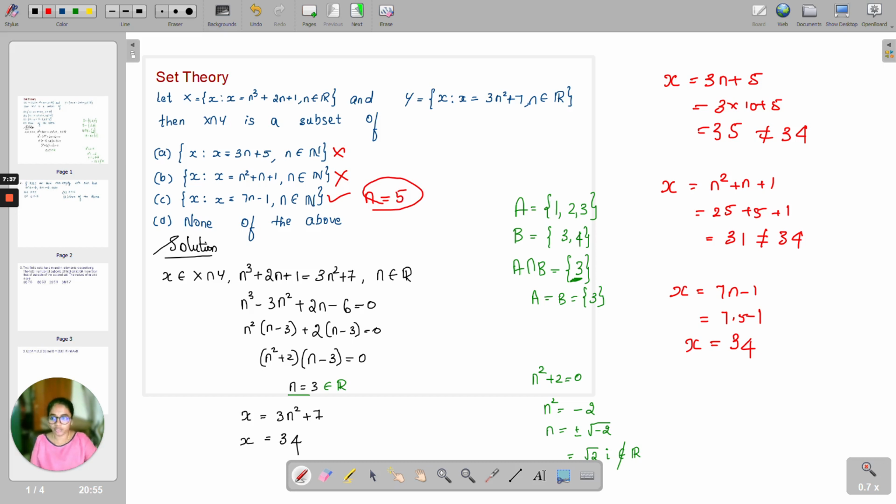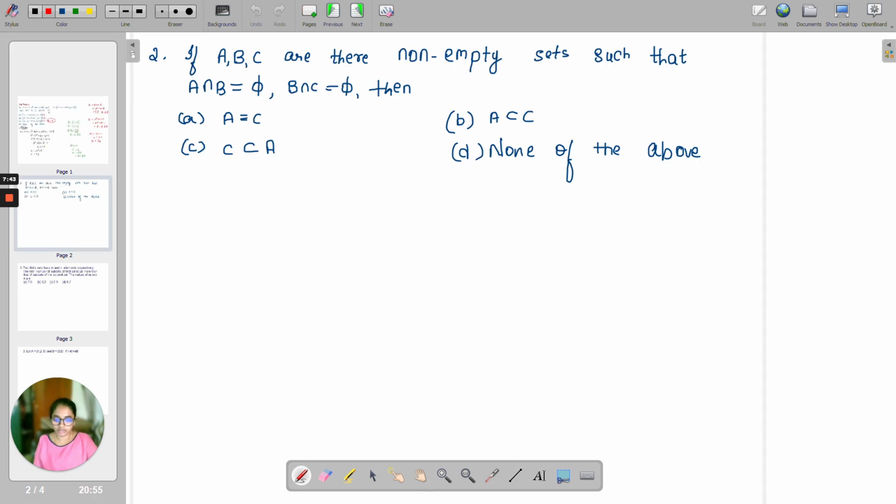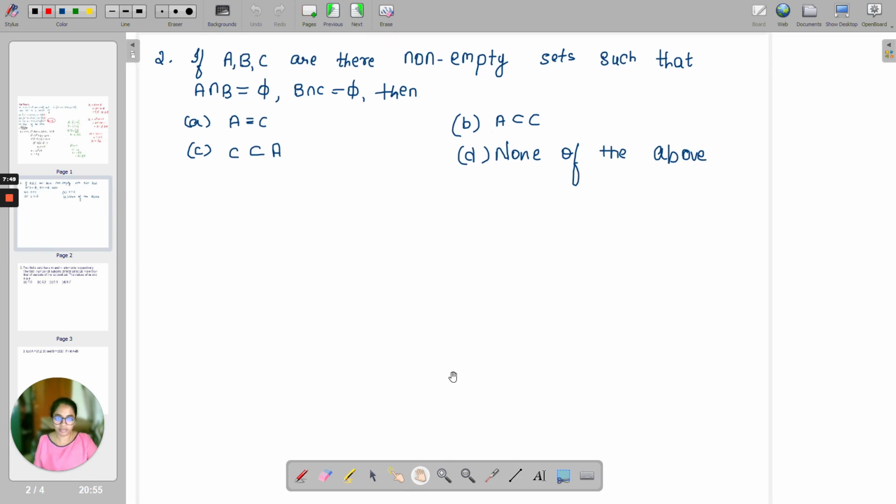Moving on, let us switch to the second question now. If A, B, C are non-empty, which means there are some elements in these sets A, B and C, such that A intersection B is equal to null. What do you mean by A intersection B is equal to null? It means that the elements of A and the elements of B are not the same, not even one element is the same. And B intersection C is also null.